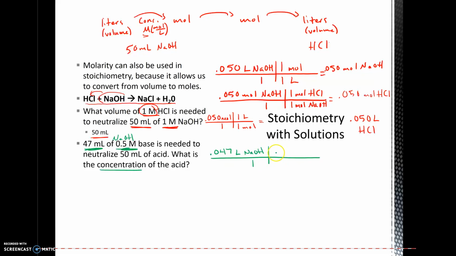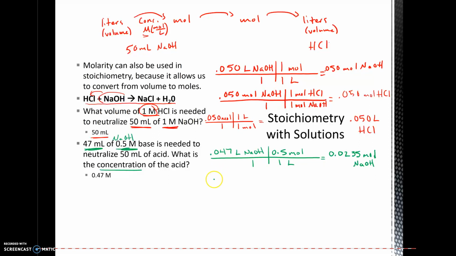Now this is a little bit different. We have 0.5 moles per 1 liter. Sorry, I misspoke and said divide by concentration. This is moles per liter, so we're going to have 0.5 moles on the top, 1 liter on the bottom. And when we multiply those two things together, we're going to get 0.0235 moles of sodium hydroxide. So that's how many moles of sodium hydroxide we start with.